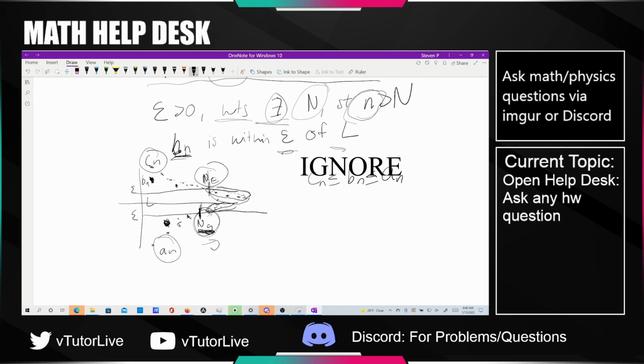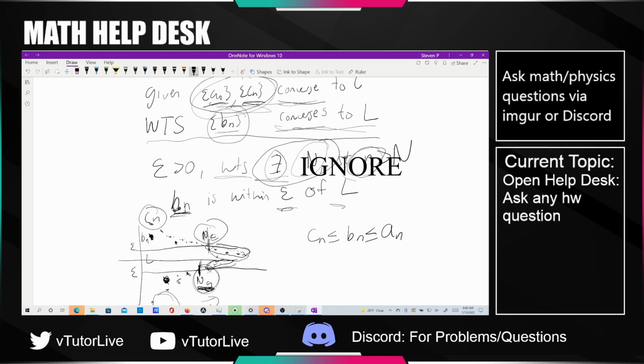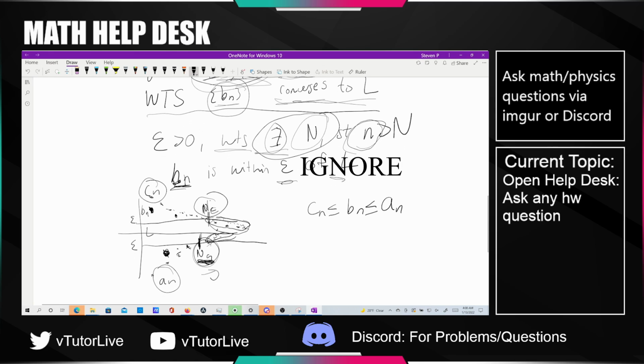The entire problem comes down to showing that given that AN and CN already converge to L, well, that guarantees the existence of a NA and an NC. And you need to show how this implies the existence of an, let's call it maybe like an NB, right? You need to show that there's an NB such that every little BN value after that is within the window. And you're going to need to think hard about how to relate NB to NC and NA. That's what the crux of the problem comes down to.